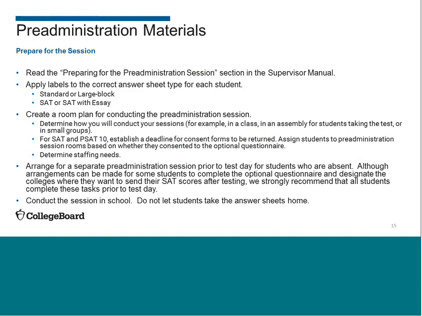So the next step, after you have students prepared, you're going to want to prepare the session yourself. So as I mentioned, you're going to apply the labels to the correct answer sheet type. And this is going to be important. So you are going to need use of your rosters to understand what students are testing with accommodations who might be using a large block answer sheet, as well as a printout of the students that will be testing with or without essay. When you're applying the labels, you want to make sure that you have applied the student's label to the correct answer sheet.